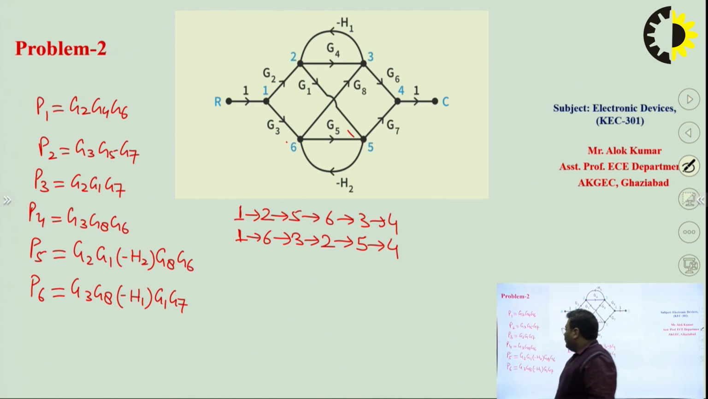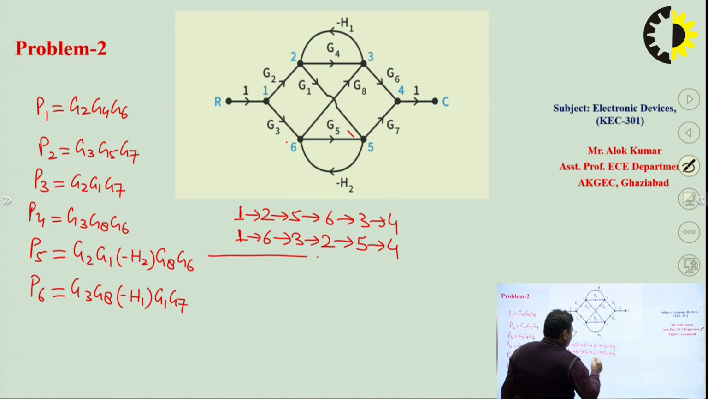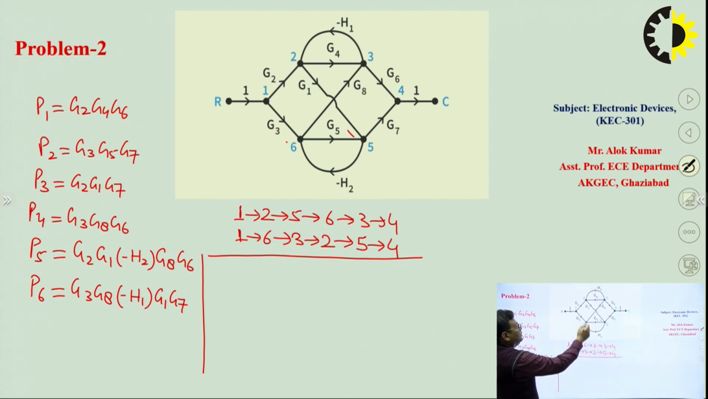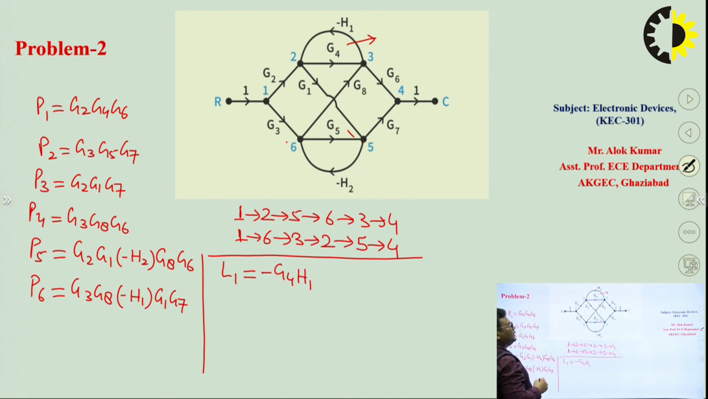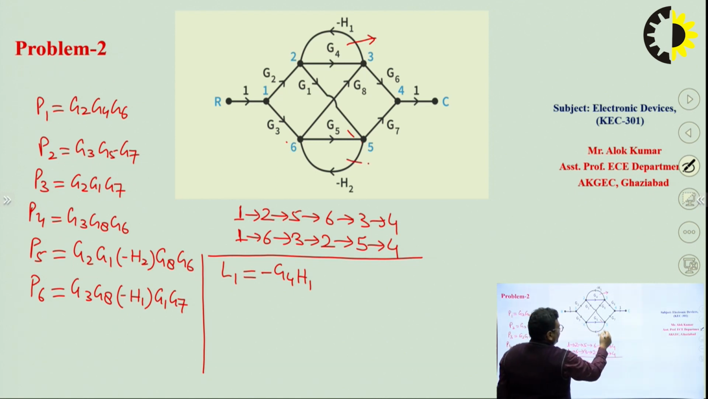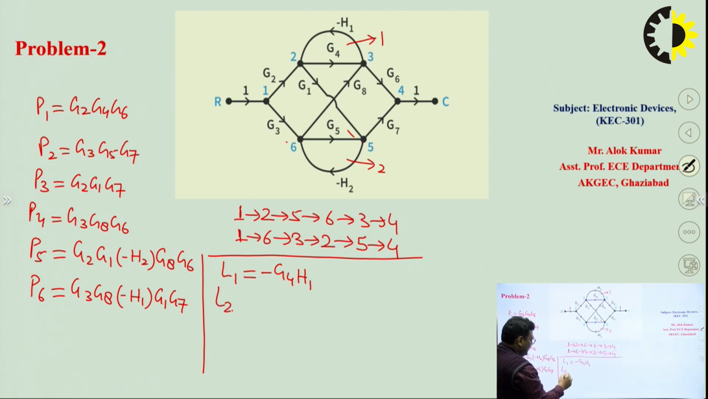Now we will try to find out the loops in this. So the first loop will be this one. We can write L1 is equal to G4 into minus H1, so minus G4 into H1. This will be the gain of this loop. Then the second loop will be this one. So L2 will be G5 into minus H2, so we can write minus G5 into H2.